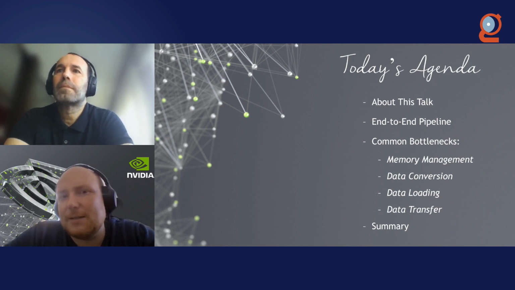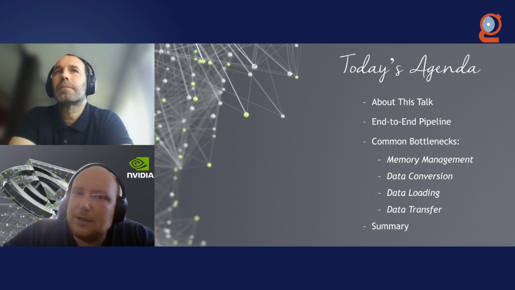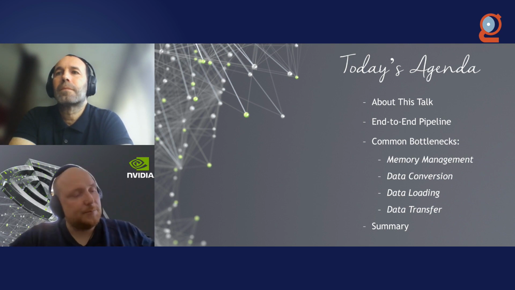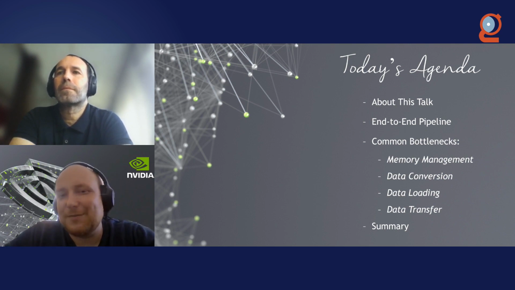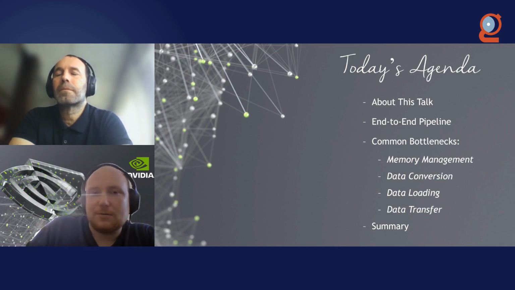When inspecting that end-to-end pipeline, we will identify bottlenecks, usually hardware bottlenecks, and we can address them. Most of that will be done by Miguel. We will talk about memory management. We will talk about how to convert data efficiently, but also how to load it efficiently. And most importantly, if we talk about interoperability, we talk about how to transfer data from A to B. Finally, we will summarize the talk.